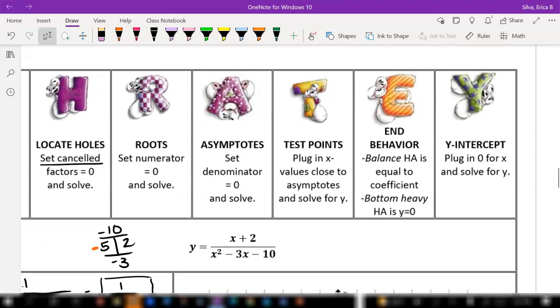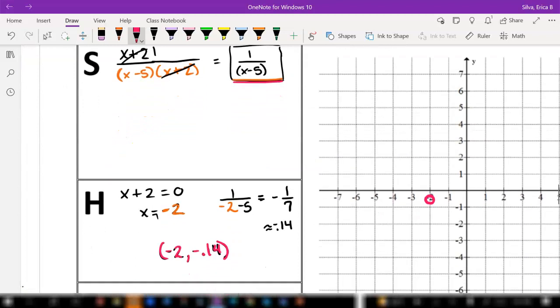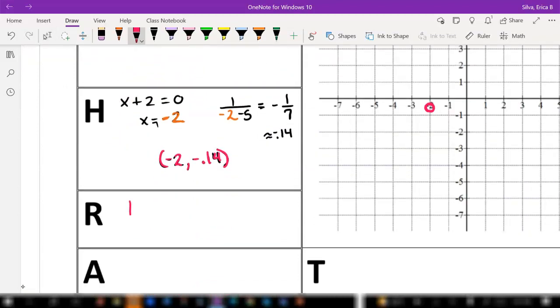Let's go to the r. The r tells us that we are finding the roots, so we're going to set the numerator equal to 0. And again, we're going to be using this one. So our numerator is 1. We set that equal to 0, and 1 is not equal to 0. So that means that this has no root.